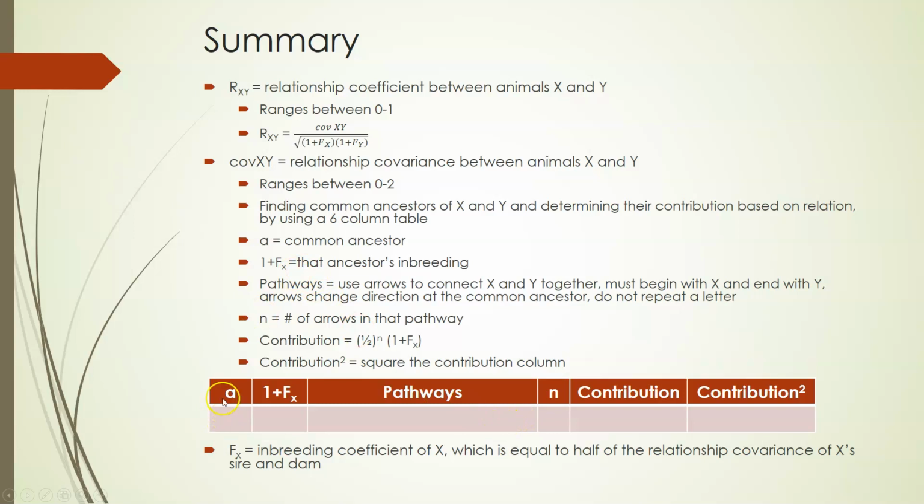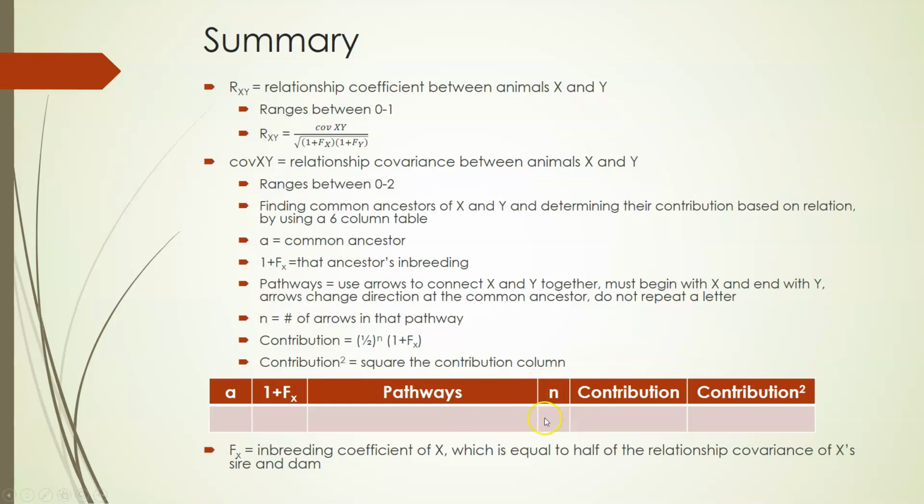So A would be the common ancestor. 1 plus f of X is going to be that ancestor's inbreeding, so it would be 1 plus whatever the inbreeding coefficient is for them. This pathway, we know that we use arrows to connect the two together. So in this case, we're referring to X and Y. So it must begin with X, end with Y. The arrows are going to change direction at the common ancestor, and we do not repeat a letter in our pathways. If a letter is repeated, you know you did something wrong.